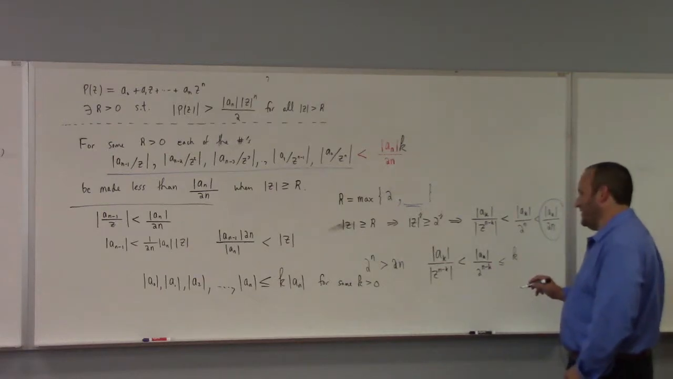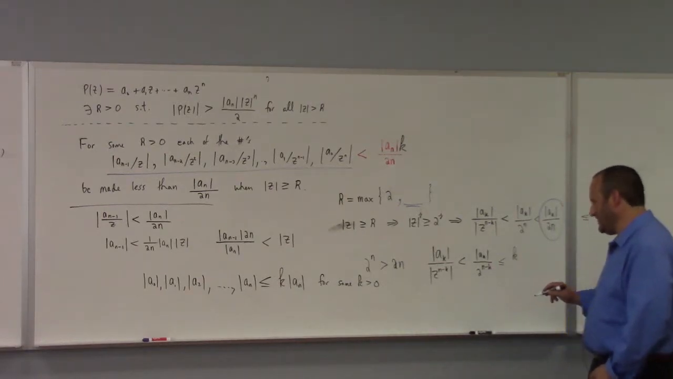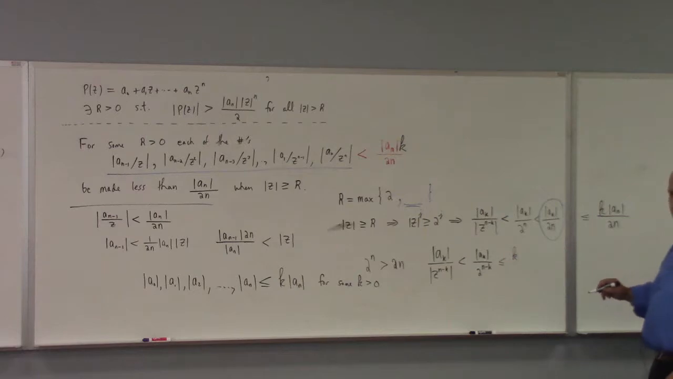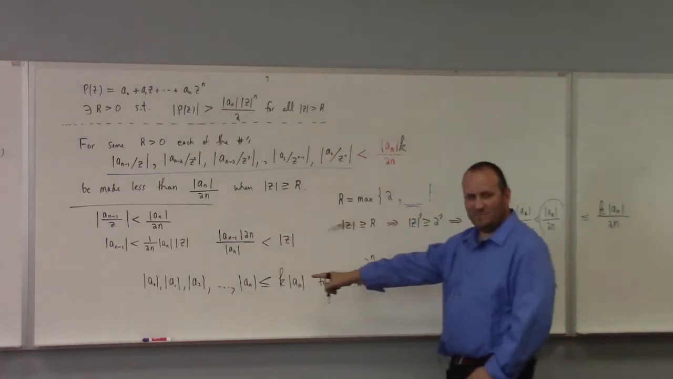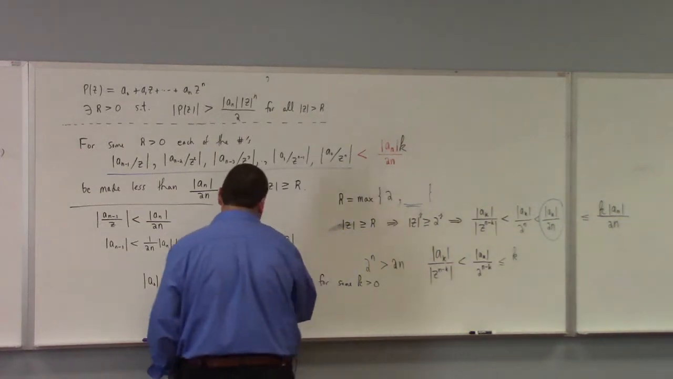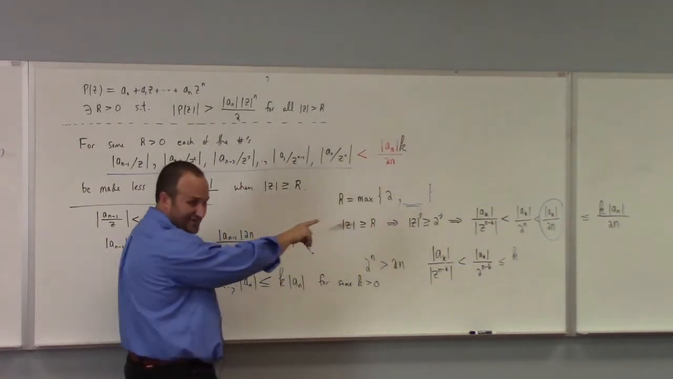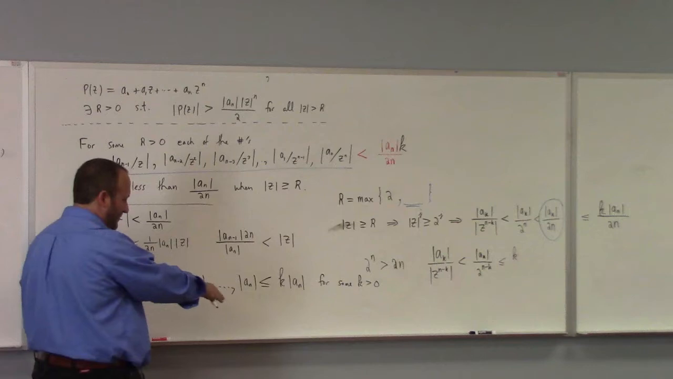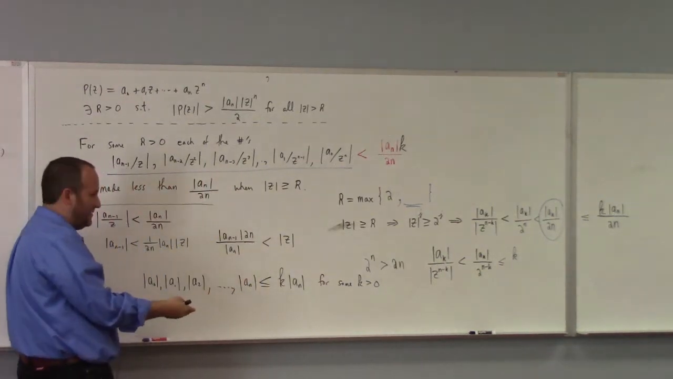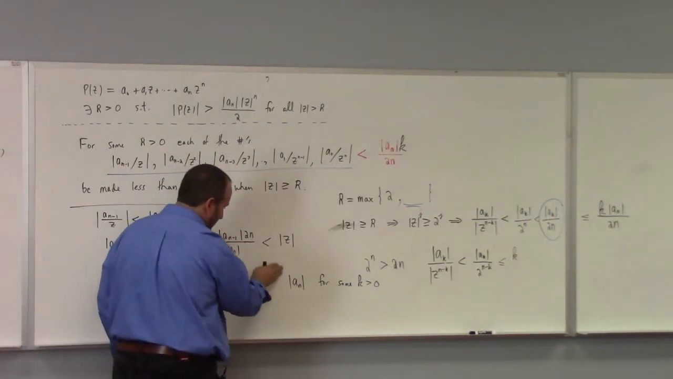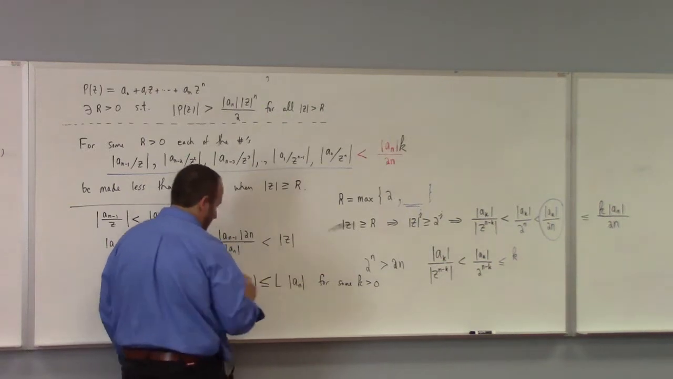Ooh, most unfortunate choice of letter. We need to pick a different letter for that k. We need to relabel this something other than the k we're using as an index, right? This is bad. What do you guys want it to be? Big L? All right, big L.